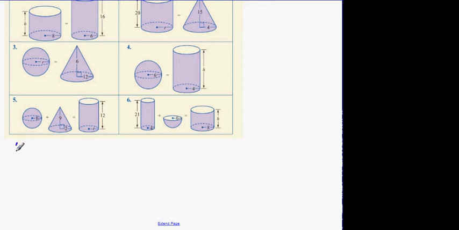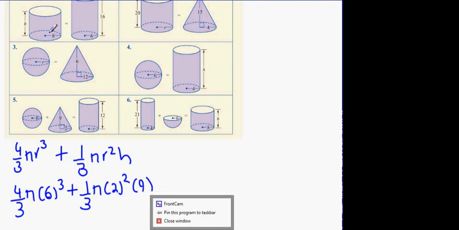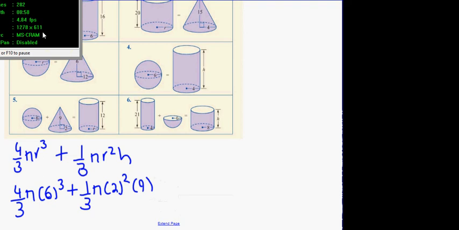So the sphere is 4/3 pi r cubed. The cone is 1/3 pi r squared h. That's just the volume for both of them, okay? So I'm going to find the volume of both the sphere and the cone. So it's 4/3 pi times 6 cubed plus 1/3 pi multiplied by 2 squared, because the radius of the cone is 2 and the height is 9. So it's just about putting that into the calculator.